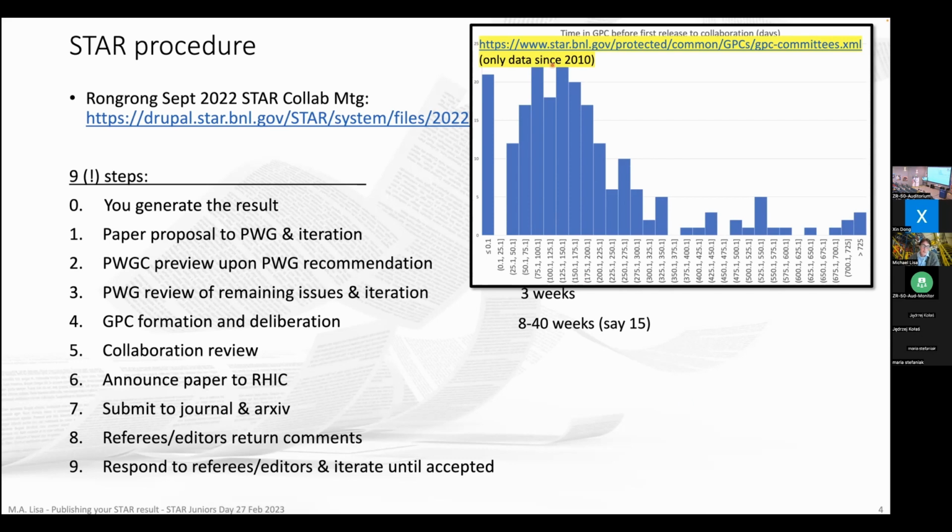But let's just look at the peak. That's on the order of about 14, 15 weeks. The x-axis is in days. Okay, so that's important to keep in mind.